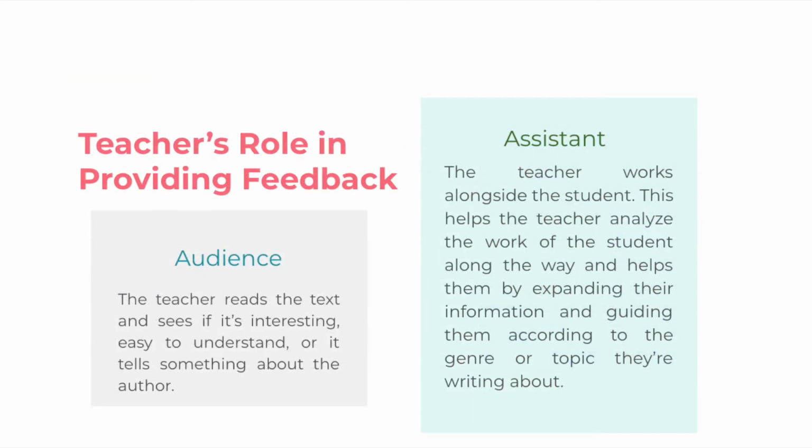Now, the teacher may have 4 roles in providing feedback. The first one is audience. In this one, the teacher reads the text and sees if it's interesting, easy to understand, or if it tells something about the author. The second one is assistant. In this one, the teacher works alongside the student. This helps the teacher analyze the work of the student along the way and helps them by expanding their information and guide them according to the genre or topic they're writing about.